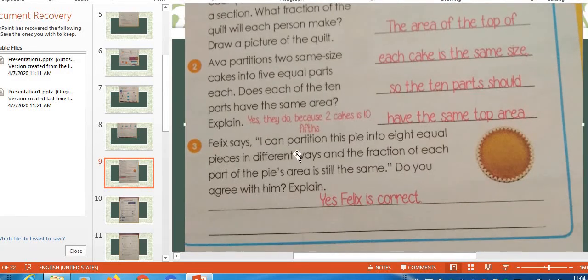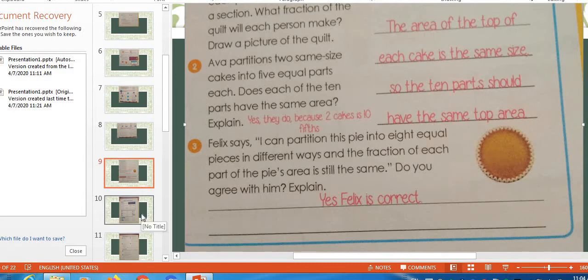Felix says, I can partition this pie into 8 equal pieces in different ways, and the fraction of each part of the pie area is still the same. Do you agree with him? Explain. Yes, here he is correct.